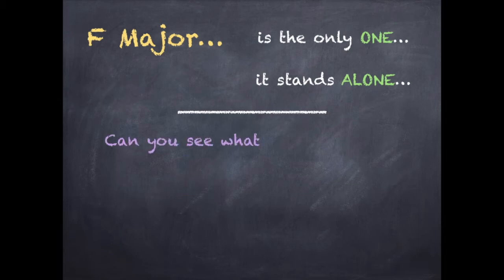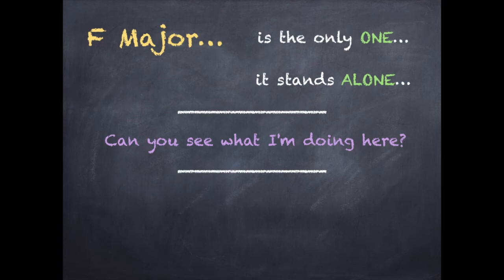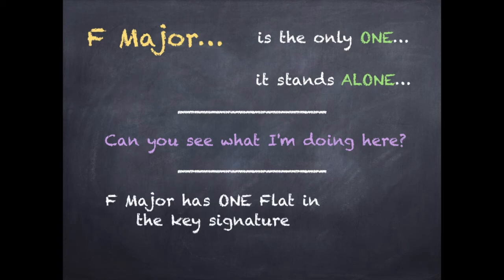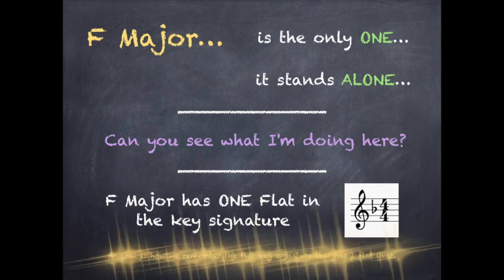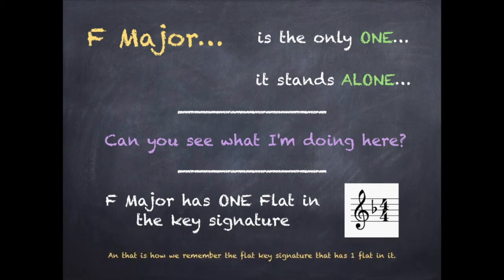Can you see what I'm trying to do here? F major has 1 flat in the key signature, and it is a B flat. And that is how we remember the flat key signature that has 1 flat in it.